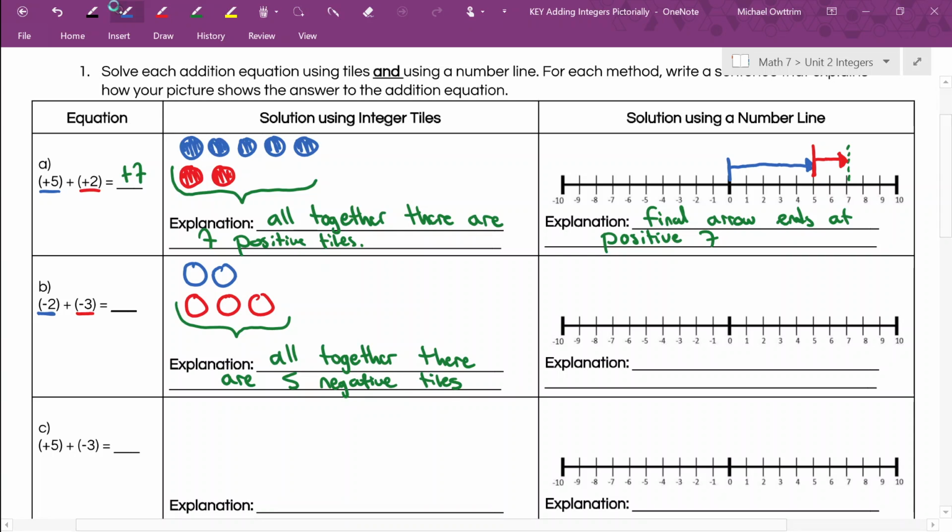For our number line, again, we always want to start from 0. Our first integer is negative 2. Negative means to the left, and 2 means 2 spaces. So 1, 2 to the left. We're next going to start our next integer from the end of that previous integer. The next integer is negative 3. Negative means to the left, and 3 means 3 spaces. 1, 2, 3 spaces to the left. The final location of our integer arrows is at negative 5. And of course, that's the same answer we got from our tiles.